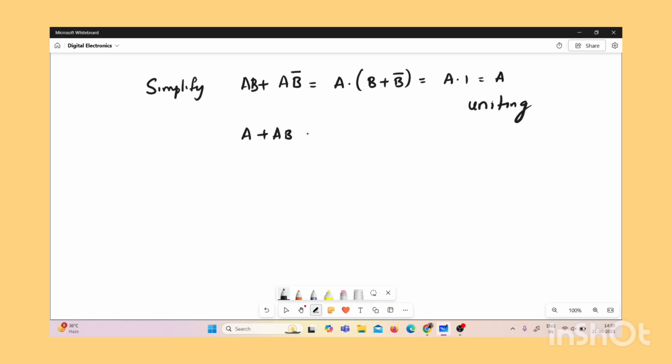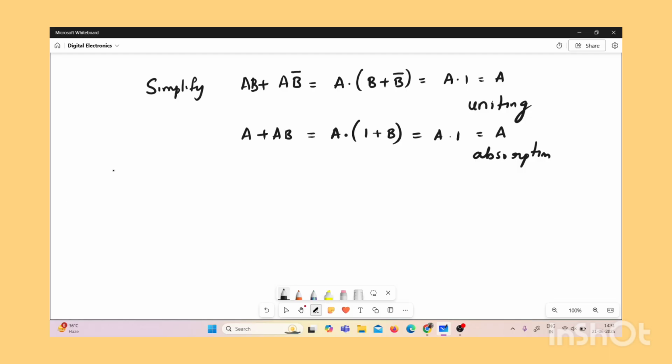Next, let us simplify one more. A plus AB. From these two terms we can take A common. We can write it as A times 1 plus B. So 1 plus anything is simply 1. So A dot 1 is equal to A, and this is called the absorption theorem. Why? Because one of the variables is absorbed by using this 1 plus B part.